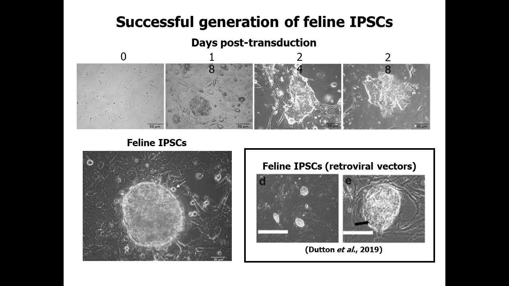So these are the images of an established iPSC colony. You can see the typical characteristic dome-shaped colony with defined borders. And if you observe this white arrow, we can see cells with high nuclear to cytoplasmic ratio. Feline iPSCs were already generated in 2019, as our previous presenter mentioned, but that was using retroviral vectors, which are integrating vectors. And our iPSCs, in terms of morphology, were comparable to these iPSCs which have been described before.